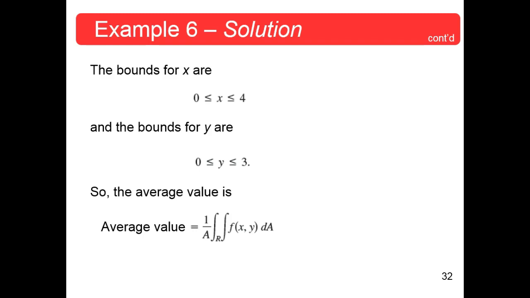So the average value is your 1 over A times the volume under the curve over that area. Well, the dA is dx times dy. Your region is going from 0 to 4 on x, 0 to 3 on y. So if you did dx dy, that would be the order that you would do that. And the function is 1/2 xy. Okay?